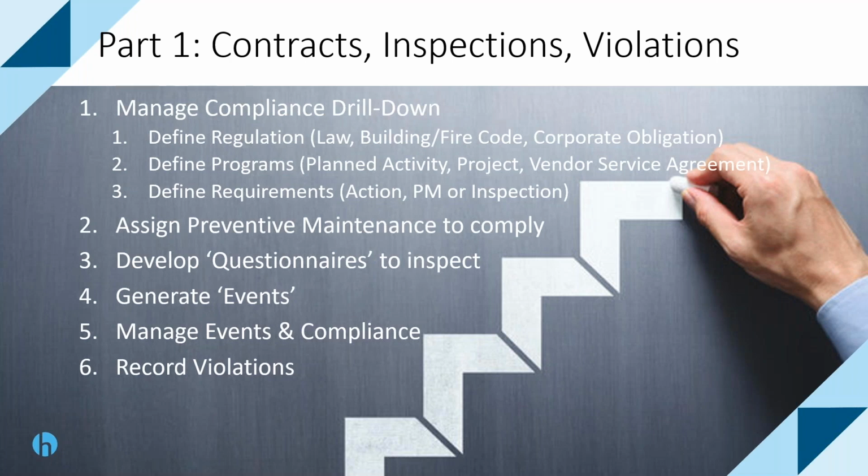And that involves these 6 steps I have here of managing what Archibus calls the compliance drill down of regulations, programs, and requirements. Then we assign preventive maintenance or questionnaires to each of these items. We can generate the events for the oversight functionality. And then ultimately, quarter to quarter, you're managing the events, you're managing the actual compliance to the regulation. And if there are any issues, fines, permit violations, whatever it might be, you're tracking those as well to keep track of the overall cost of not being in compliance. So I'll talk a little bit about this.